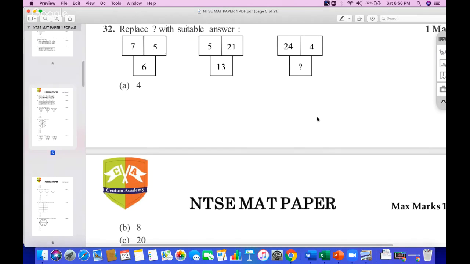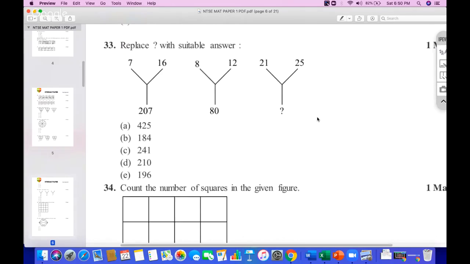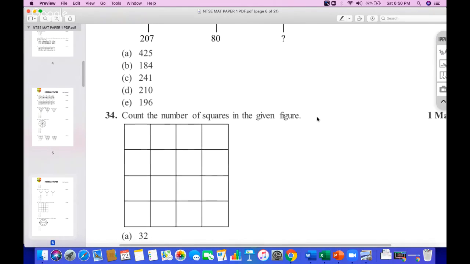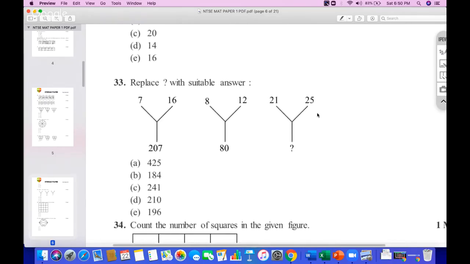Now let me move to another question. Solve question number 33. And in this 4 into 4 square, how many number of squares would be there?